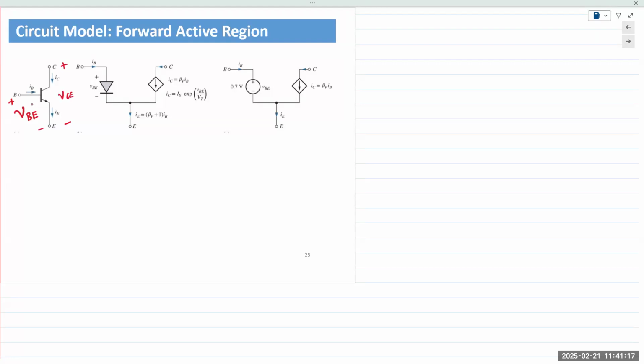Okay. So let's break it down. Cut in half. You have the emitter that is common to both sides. On the left-hand side, on the input side, we have the base-emitter junction forward biased. We can model that as a forward biased PN junction with a constant voltage drop of VBE. It's right here. Forward biased PN junction diode. On the output side, it's a dependent current source.